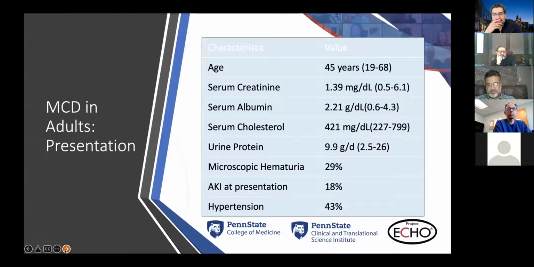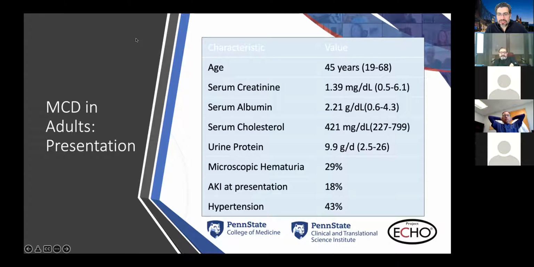So some of the observations on the adult side, this was again, I think, a summary of some presentations. Most are in their mid 40s on the adult side, but again, there's a wide spectrum. Creatinine, and you know that AKI is present in 18% of the patients, and maybe more with minimal change disease, because of those hemodynamically mediated changes predominantly. Albumin is low, on average 2.2, cholesterol is high, protein is like 9.9. You also see a good quarter of the patients may have microscopic hematuria. Contrary to the belief, hypertension is also seen in many of these adults.